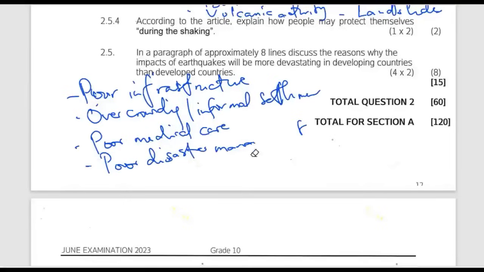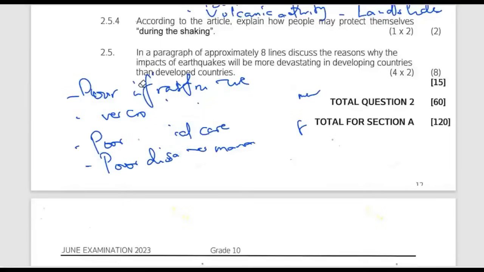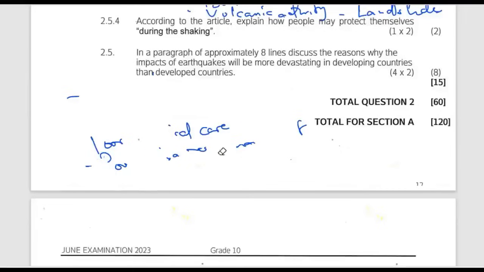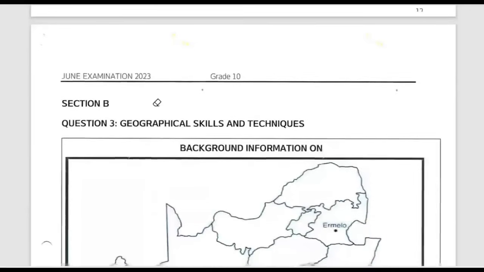Right. That takes us to the end of our geomorphology question. Then after the geomorphology question, what you need to note there is you're supposed to attempt the map work question. So what I'm going to do, I'm just going to give you hints and tips on how you attempt some of the map work questions.